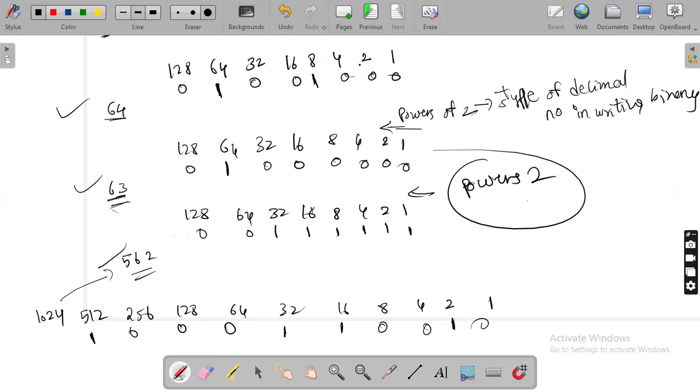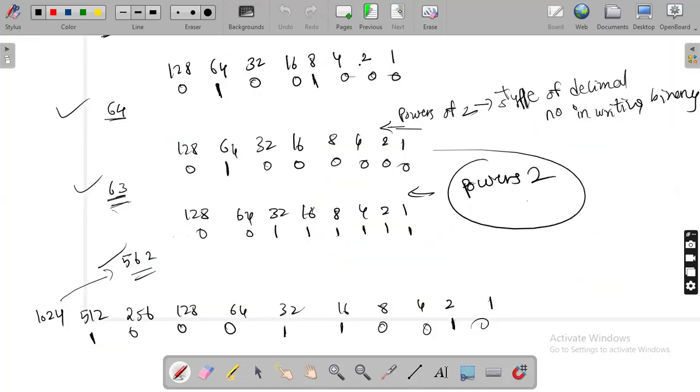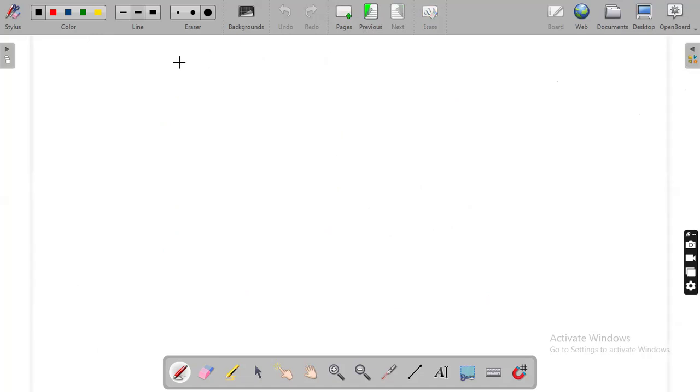Similarly, we'll write binary for the same numbers, but this time octal. So I'm going to write binary for octal 72. This is which number? Decimal or octal or hexadecimal? This is octal. If you write 0 before the number, then it is treated as an octal number.